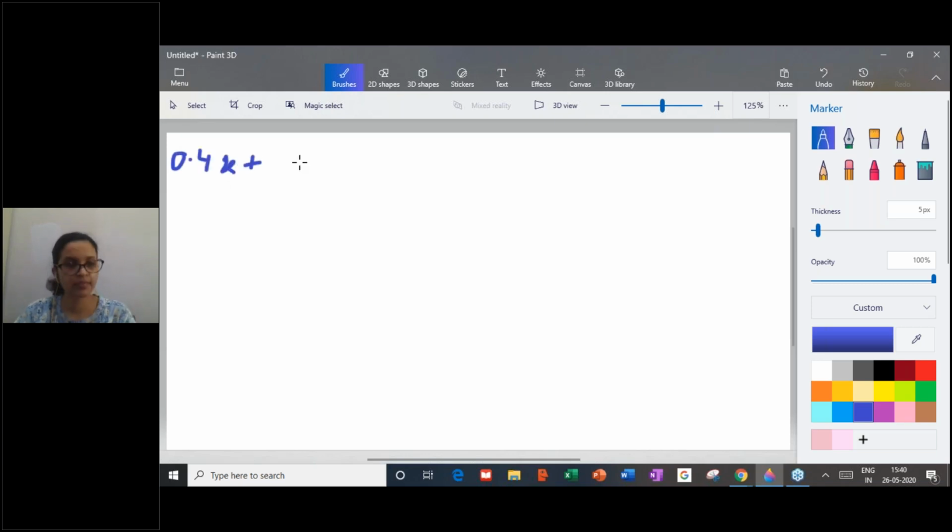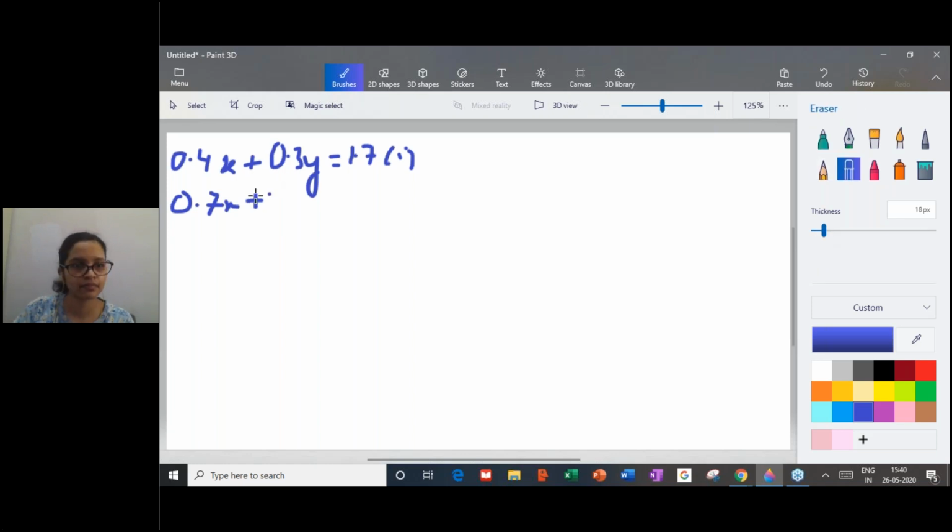0.4x plus 0.3y is equal to 1.7, correct? And 0.7x plus or minus 0.2y is equal to 0.8.